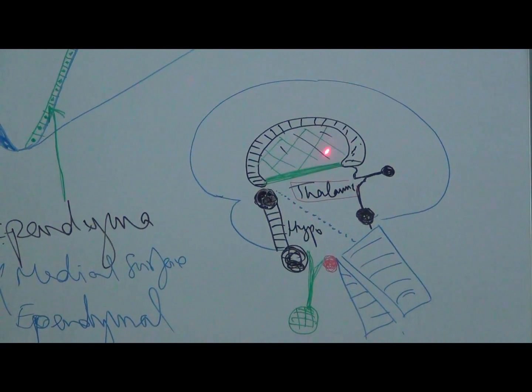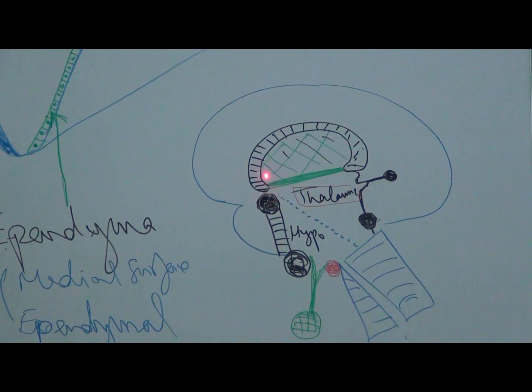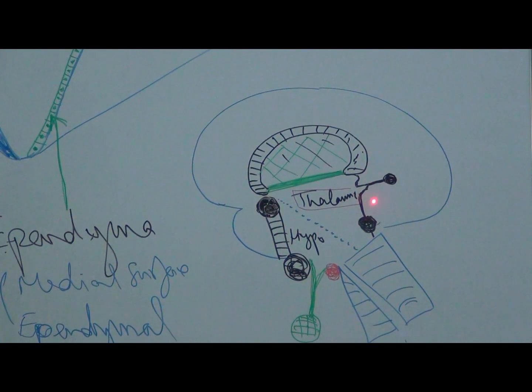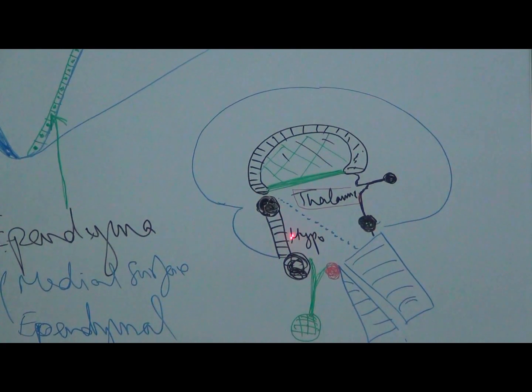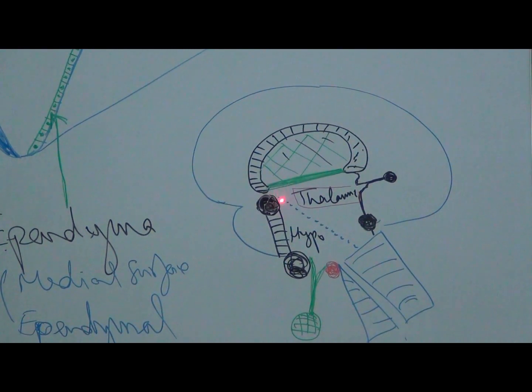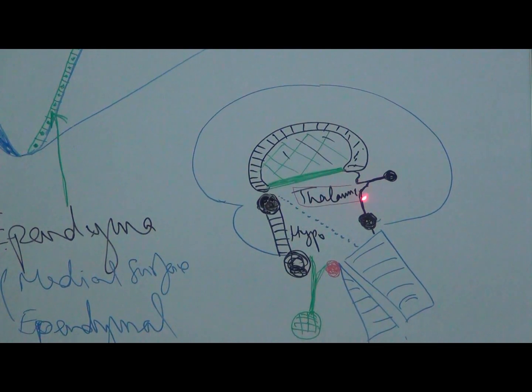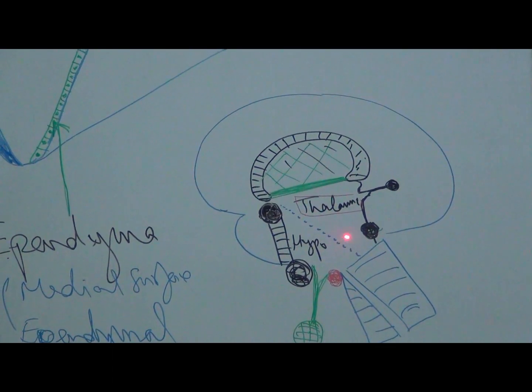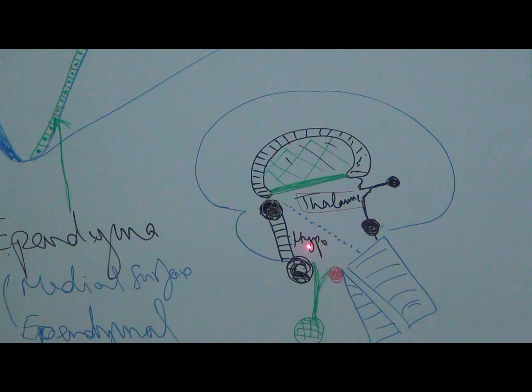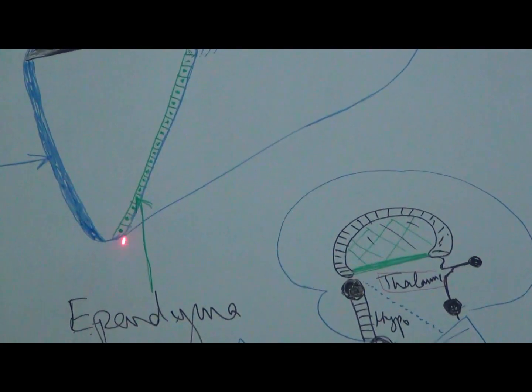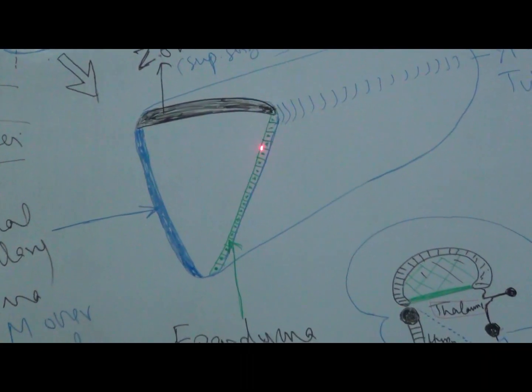So fornix, septum pellucidum, corpus callosum, anterior wall of the third ventricle, posterior wall of the third ventricle, floor of the third ventricle. So this is the lateral wall of the third ventricle, which is formed by diencephalon. Because all the ventricles are lined by ependyma, this will be the medial surface of the thalamus, covered by ependymal lining of the third ventricle.